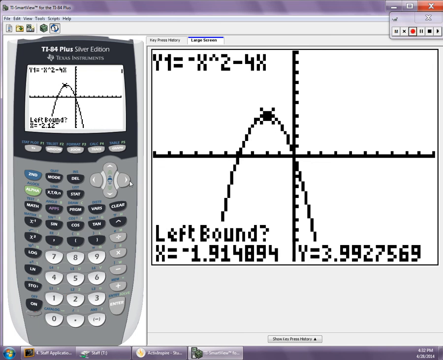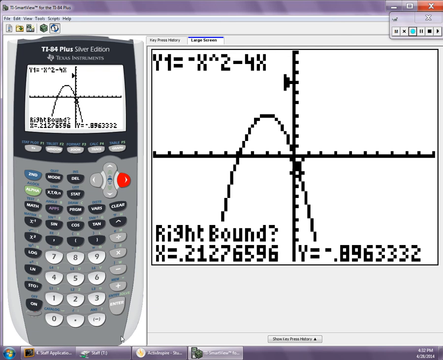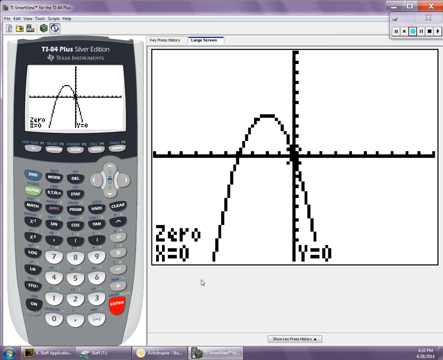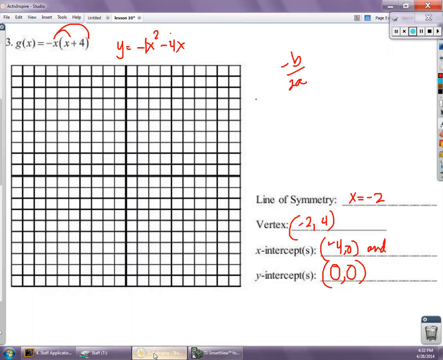We got to go all the way across. And I'm clicking the right button. You can see it's moving down the line, or down the parabola. So left bound is going to be a little bit above. Right bound is going to be a little bit below. And the other 0 is at 0, 0. Same as the y-intercept. So now I can graph my point, 0, 0.